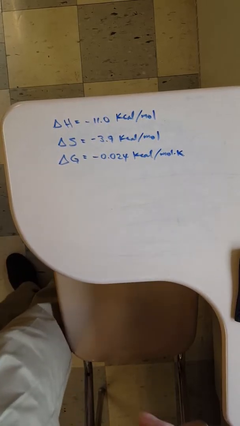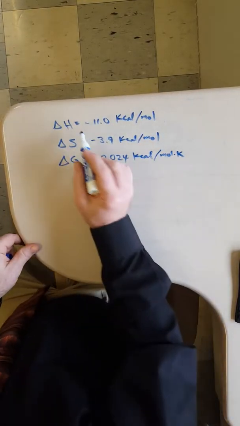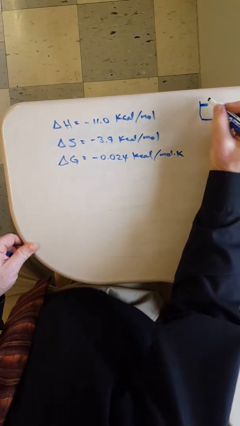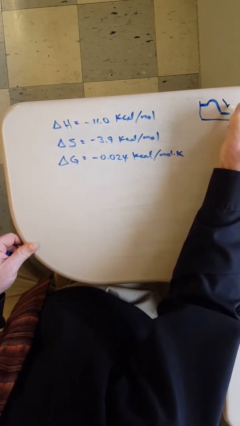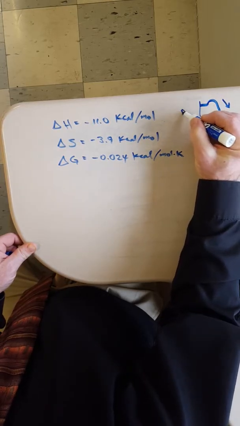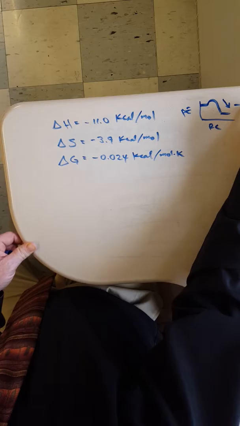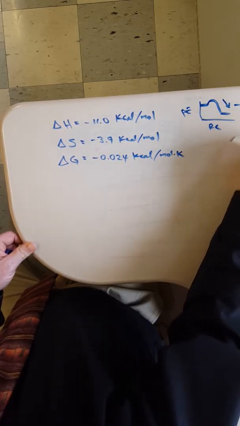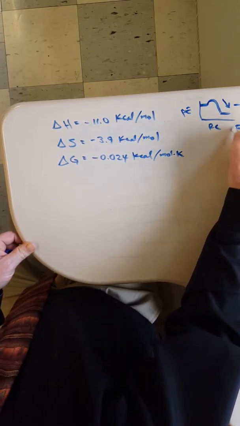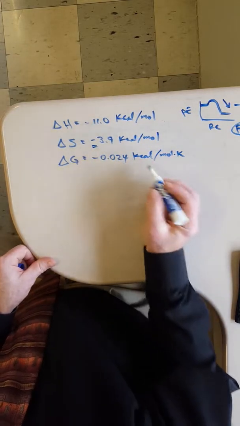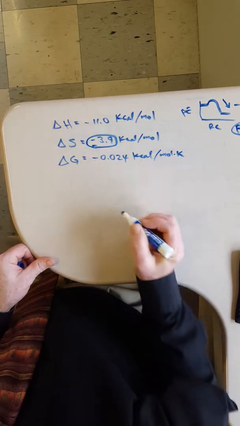Looking at these values, we see that we have a negative delta H. That would certainly be an exothermic reaction. This is my potential energy, my enthalpy. This is my reaction coordinate. Now moving down, that's negative delta H. That, as we discussed earlier, was favorable in nature. I also see that I have a negative delta S, losing entropy here.